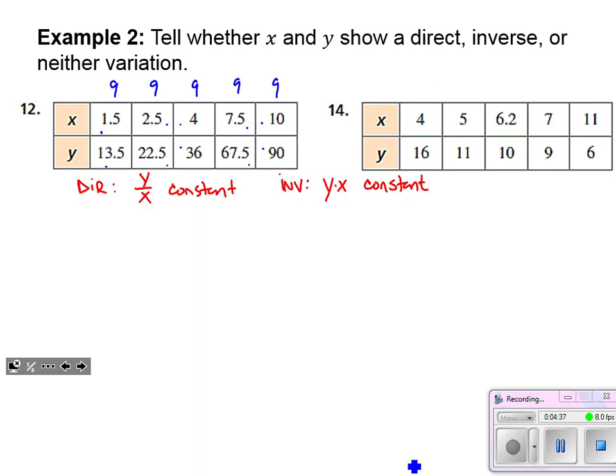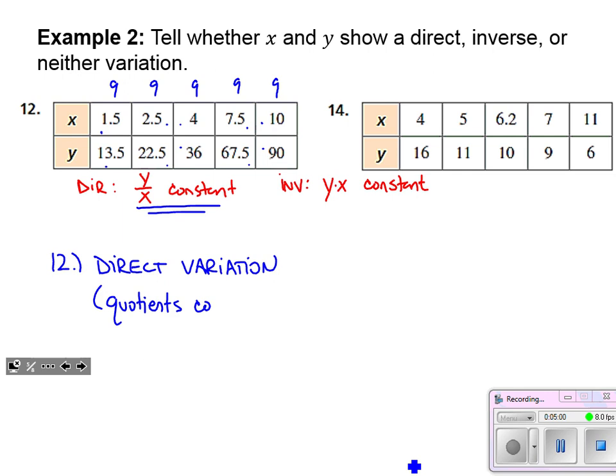So since all of those data points, whenever I do y divided by x, that quotient is constant, I know that we have this situation. So for number 12, we have a direct variation because the quotients were constant.